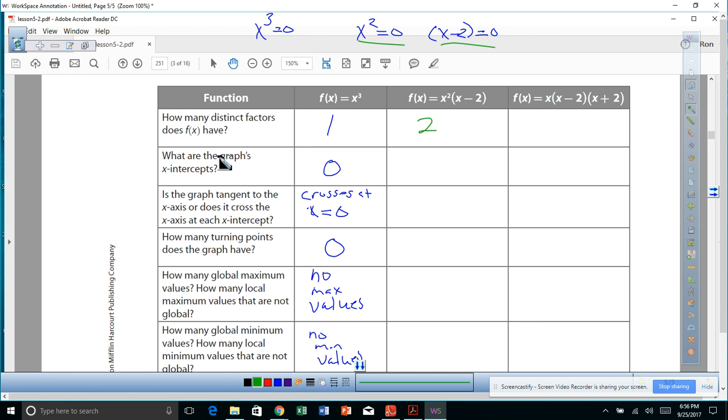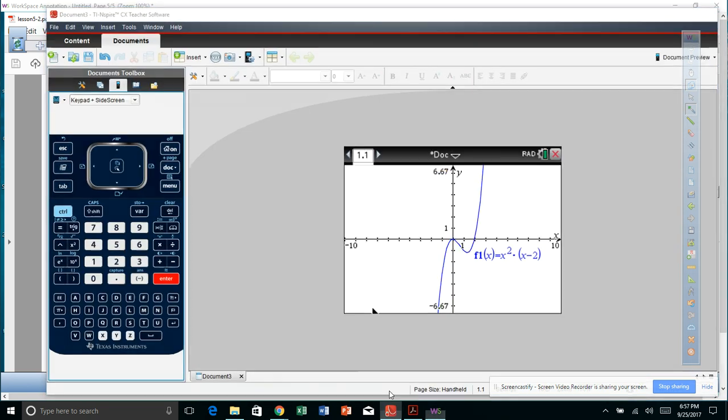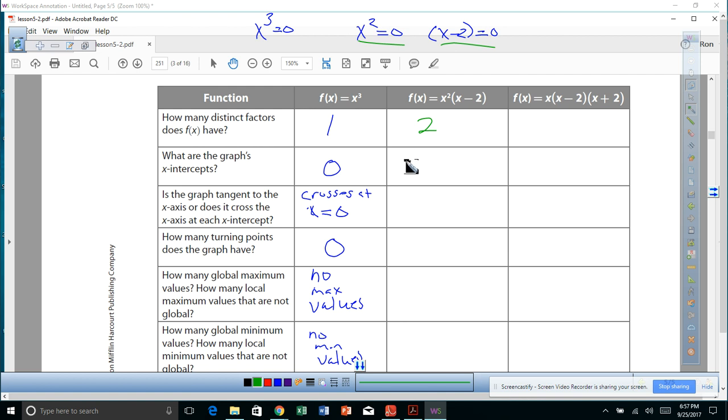What are the graph's x-intercepts? If you look, it comes up tangent at 0 and it crosses at 2. So it has two distinct intercepts, 0 and 2. Is the graph tangent to the x-axis, or does it cross the x-axis at each intercept? It's tangent at x equals 0 and crosses at x equals 2.